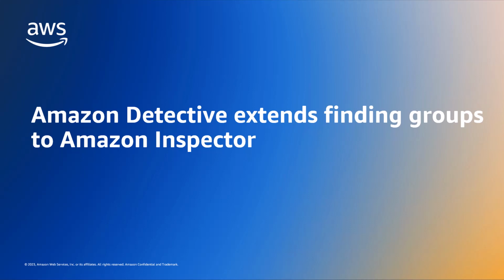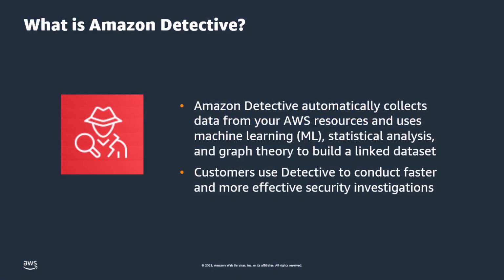Hello everyone. Today I'm going to demonstrate Amazon Detective's capability to have finding groups that include Amazon Inspector, network reachability, and software vulnerability findings alongside Amazon GuardDuty findings. If you're not familiar, Amazon Detective simplifies the investigative process and helps security teams conduct faster and more effective investigations by helping us analyze, investigate, and quickly identify the root cause of security findings or suspicious activities.